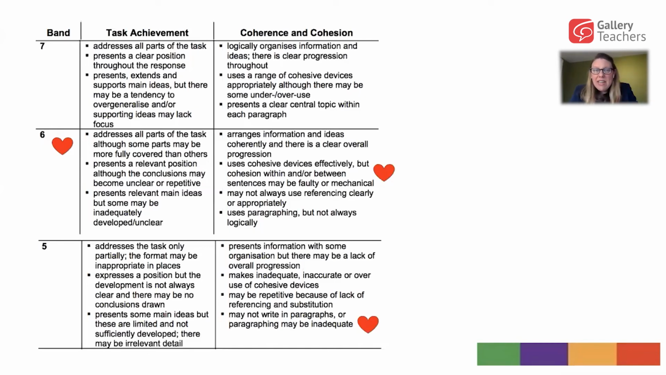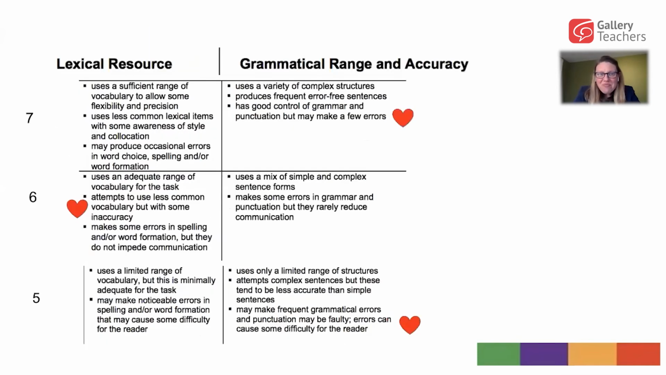Okay, and then the next point is again in 6 of CC, uses cohesive devices effectively, but cohesion within and or between sentences may be faulty or mechanical. Okay, so they have some linking words, brilliant. They've got some linking sequencing phrases, brilliant. But are they using relative clauses correctly? Does the flow of the answer make sense? All right. Little bit of food for thought there, everybody.